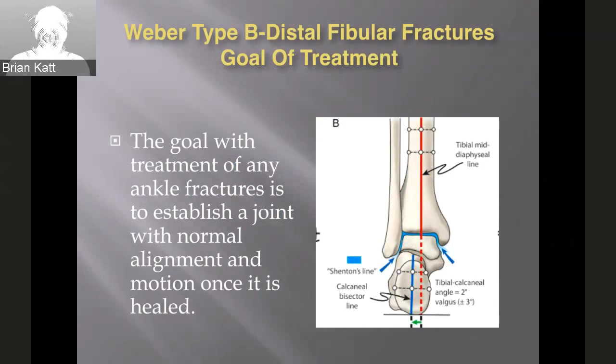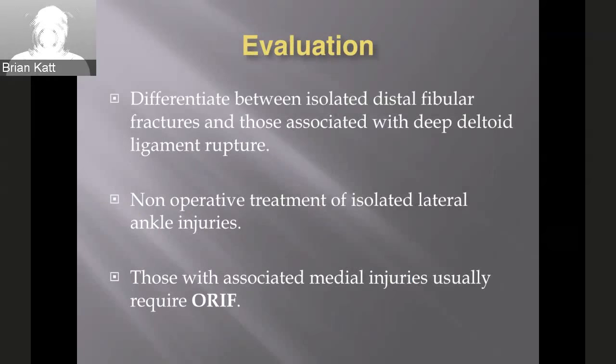But with these distal fibular fractures, these more Weber B fractures, the goal of treatment is to establish a congruent ankle joint and try to restore normal function. Essentially, what we're trying to determine is, is it just an isolated fibular fracture that we have, or is there a rupture of the deep deltoid ligament with this fracture pattern?